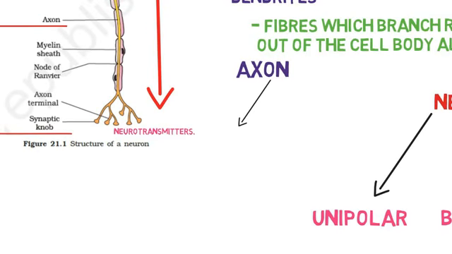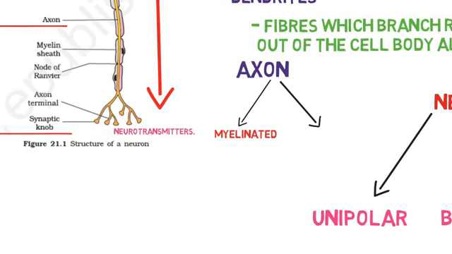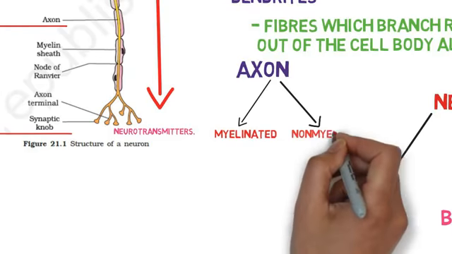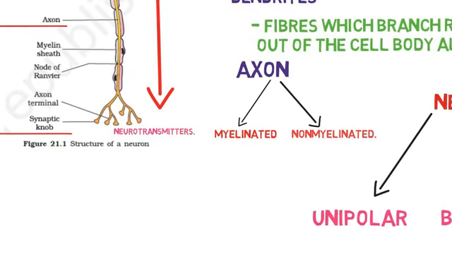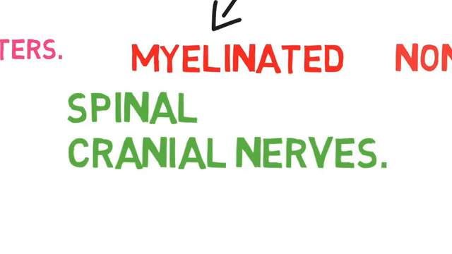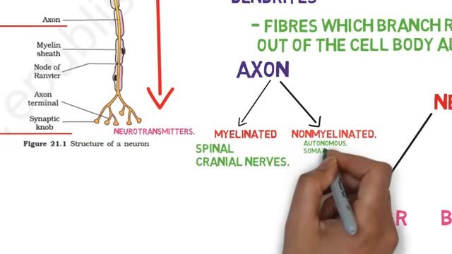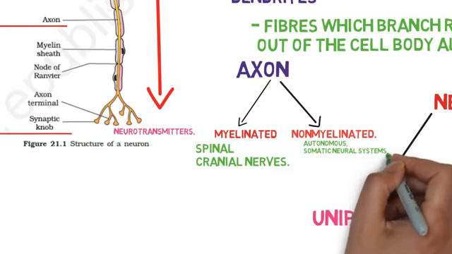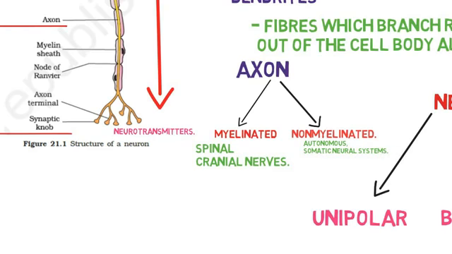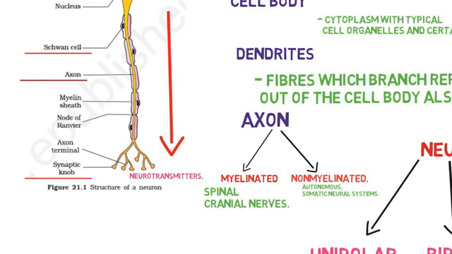Now there are two types of axon, first myelinated and second non-myelinated. Generally myelinated nerve fibers are present in the spinal and cranial nerves, and non-myelinated nerve fibers are generally found in the autonomic and somatic neural system, and they are enclosed by Schwann cells that do not form a myelin sheath. Now the Schwann cells surround the axon and form the myelin sheath.